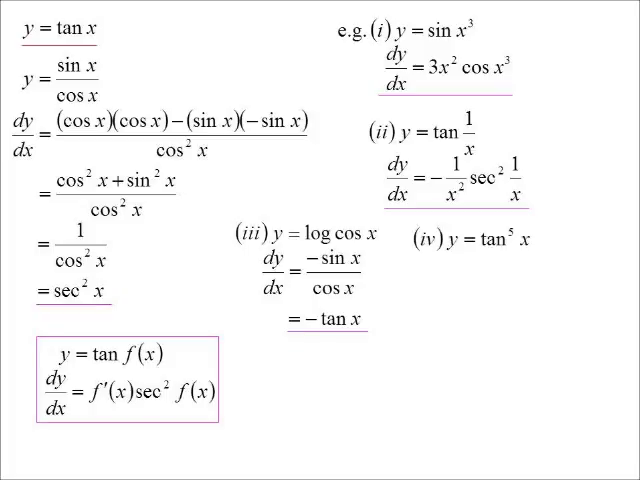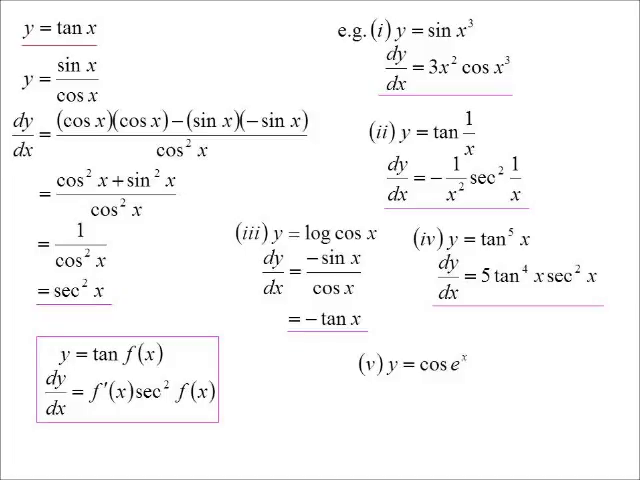Now, remember, that actually means tan x all to the power of 5. It's just the way we wrote the notation. So we've got to use our chain rule. Bring down the power, lower the power, diff the inside. So the inside would be tan x, differentiate tan x, sec squared x. So we've got 5, tan to the power of 4 x, sec squared x.